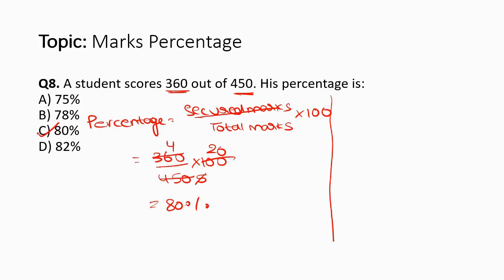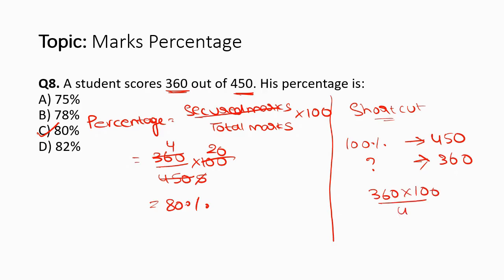Like our shortcut trick, same way. Here we know the total score, 100% is total marks, 450. But we don't know the percentage. He secured 360, no? So just keep it 360 and cross multiply 360 into 100 by 450, which is equal to 80%. Okay.